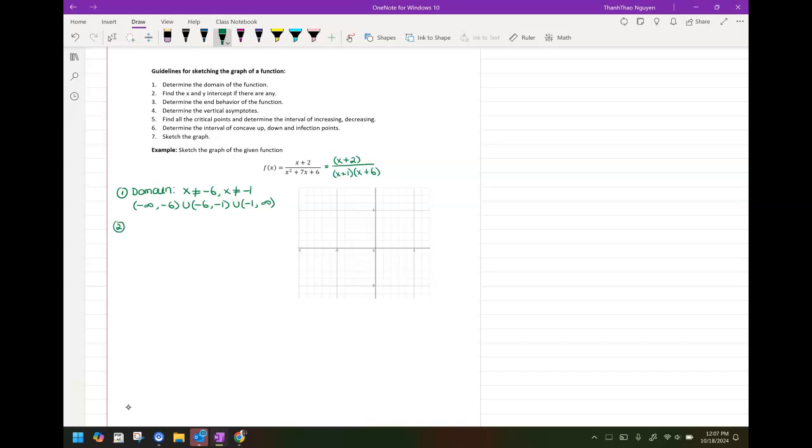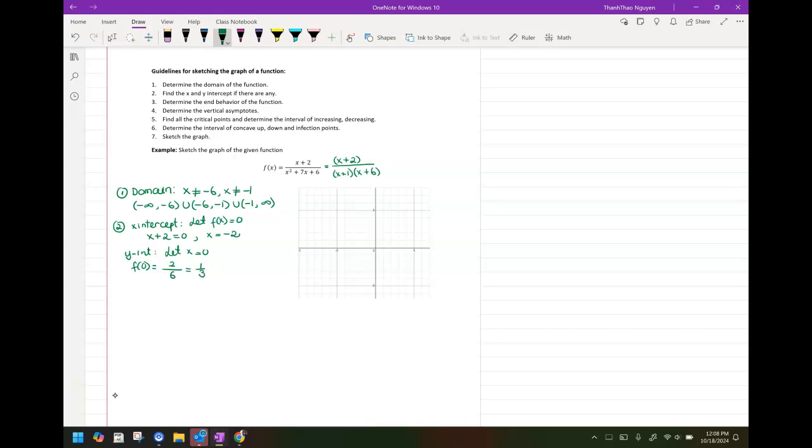Next, we take a look at the x and y intercept. The x-intercept, we let f of x equal to 0. This means x plus 2 is equal to 0. So then x equals negative 2. The y-intercept, we let x equal to 0. So f of 0 equals 2 over 6 equals 1/3.